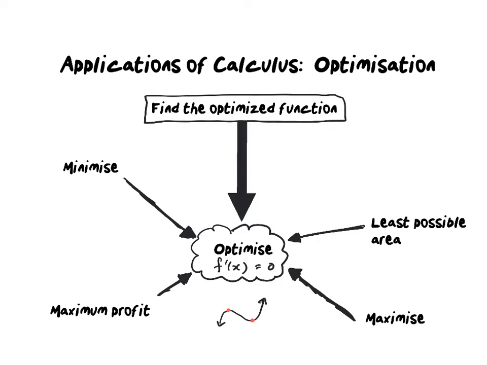And the most important part here, and I'm going to start off with that, is we need to be able to find the optimized function. So that's the big deal. The rest is quite easy.